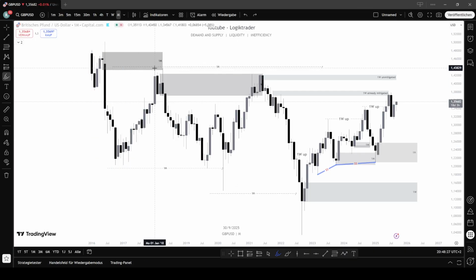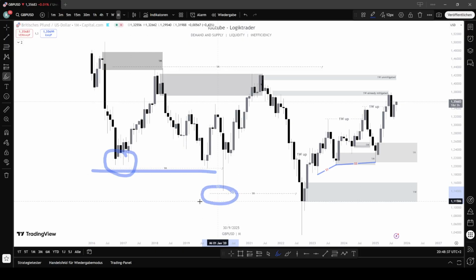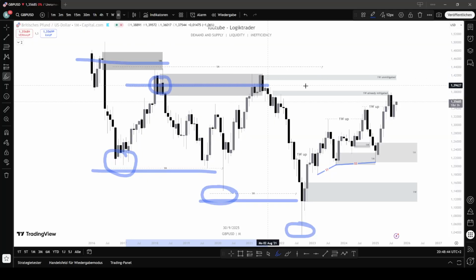Now, this is GBP USD on the monthly time frame. How do I analyze the market? Remember, price keeps creating lows, breaking the lows to create lower lows, breaking the lows to create lower lows, and keeps creating highs, dropping below to create lower highs, dropping below to create lower highs.